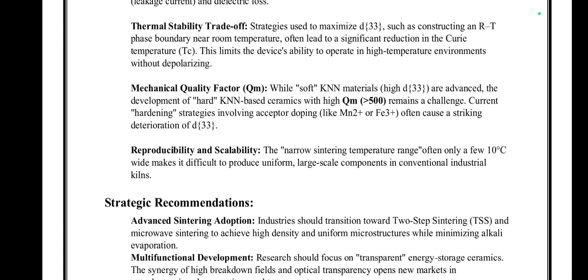Reproducibility and scalability: the narrow sintering temperature range, often only a few 10 degrees Celsius wide, makes it difficult to produce uniform large scale components in conventional industrial kilns.